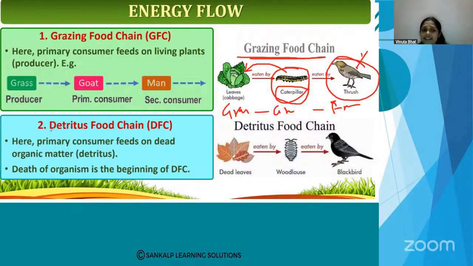What is the detritus food chain? What is the difference between the grazing food chain and the detritus food chain?